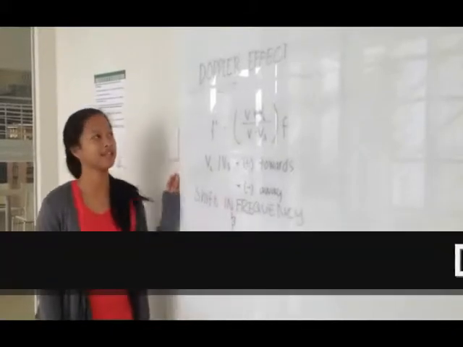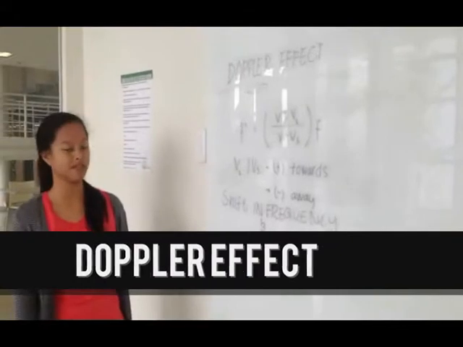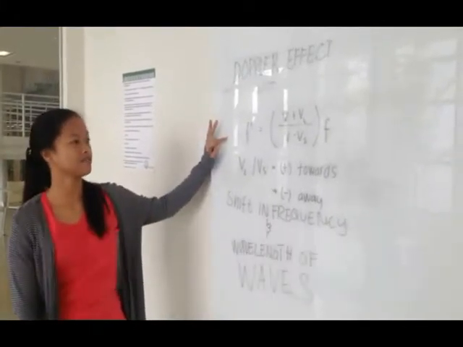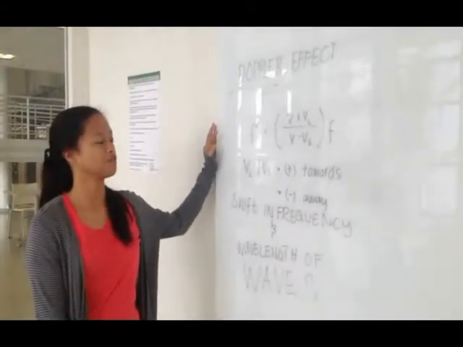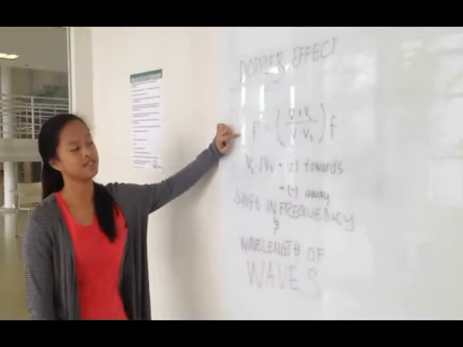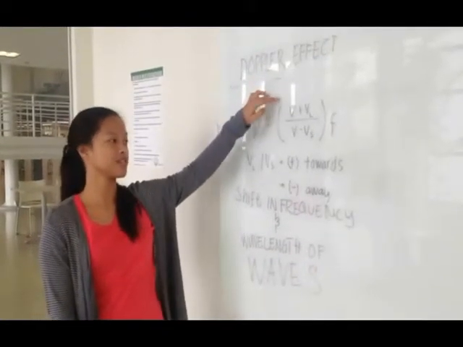Sound waves exhibit the Doppler effect. The Doppler effect is the shift in frequency and wavelength of waves. This is the equation: F prime is equal to (V plus VL) over (V minus Vs) times F. F prime is the new frequency, V is the speed of sound, which is fixed at 343 meters per second.